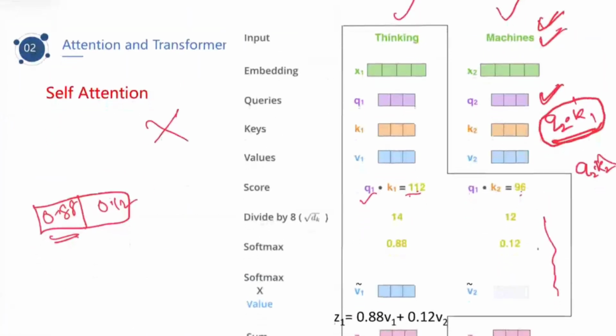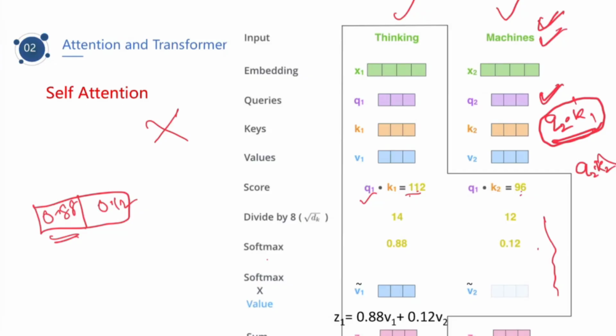Now we have seen this example. Now that we have seen query, key and value, you should not be confused with all these terms. There is a meaning of query, there is a meaning of keys, there is a meaning of values. Query means whom you are going to give the focus, for whom you are going to calculate the attention. So if your focus is on thinking, then the query will be from thinking. And then that query will be multiplied with the keys of every other word, including thinking also.